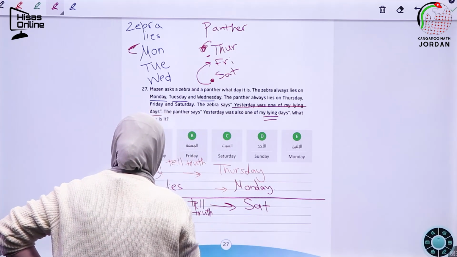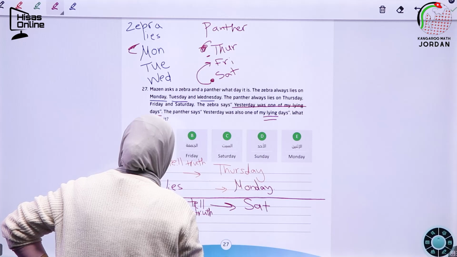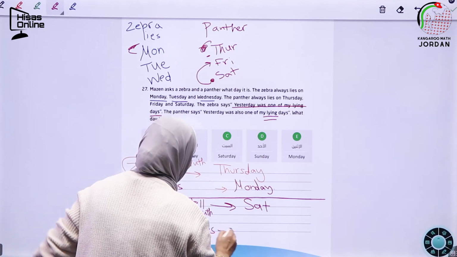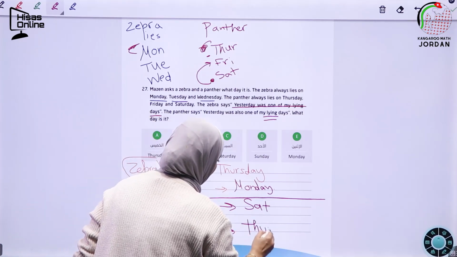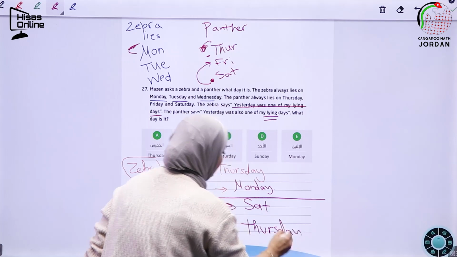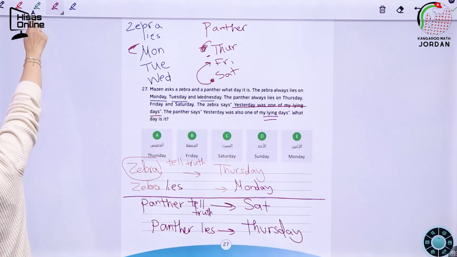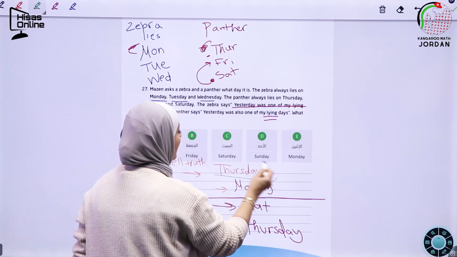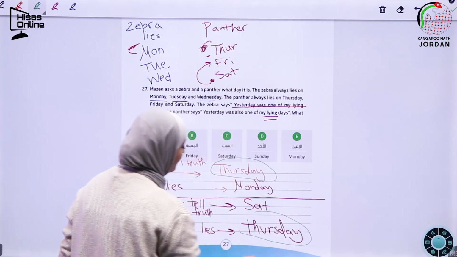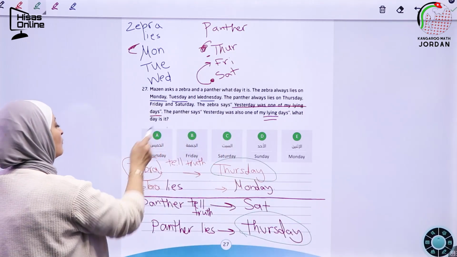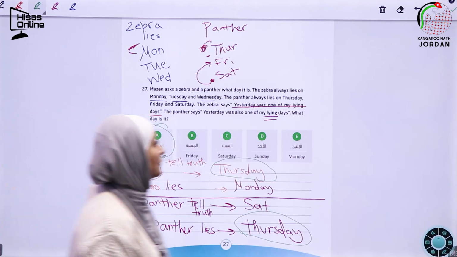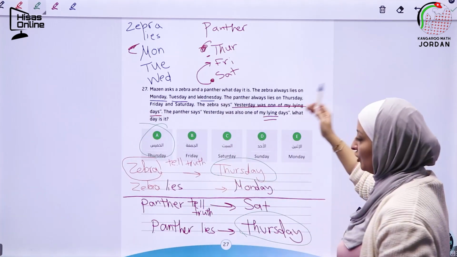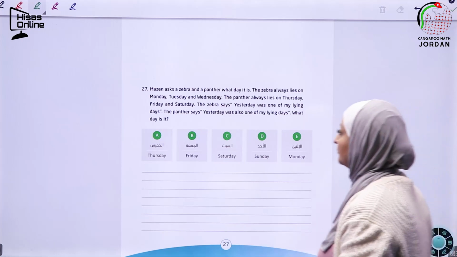And if the panther lies, for sure it's Thursday. So if I have a deep look at this, I will take the common answer between both of them, and for sure the day will be Thursday. So take both options and circle the common one.